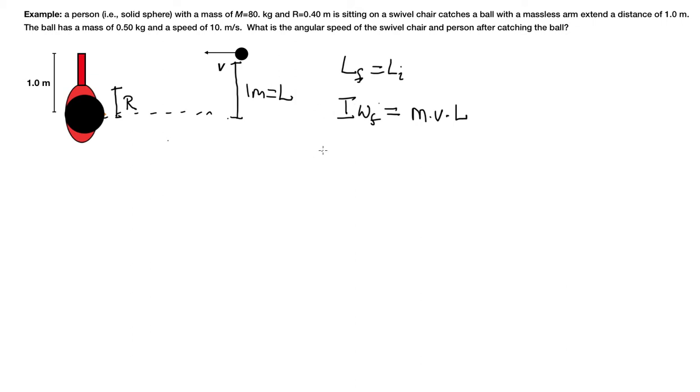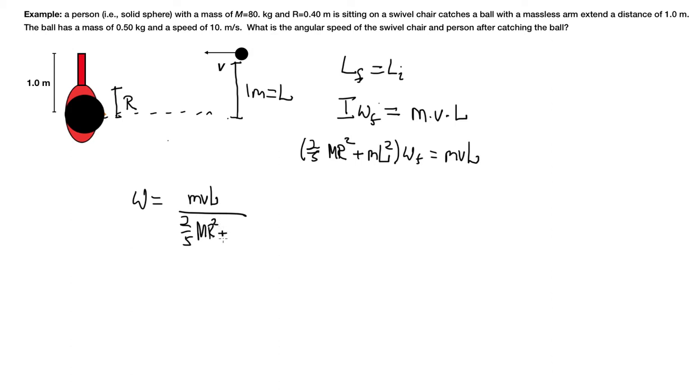The moment of inertia afterwards is the spherical person, so that's 2/5 mr squared, plus the little ball that's going to be held out there at distance L, times omega final, and that is mvL. And so I can actually just calculate omega final as mvL over 2/5 mr squared plus little m L squared.